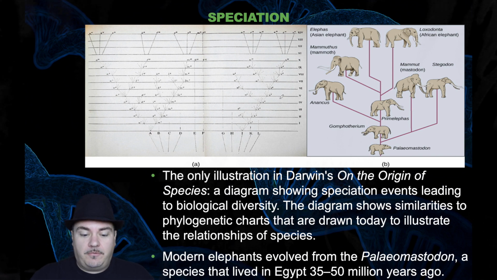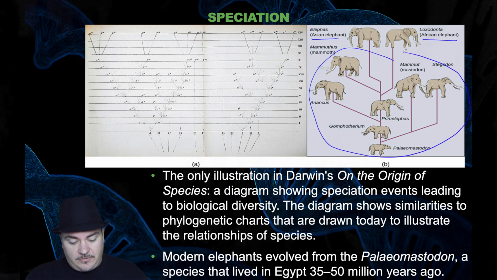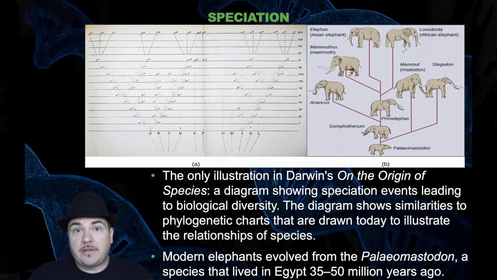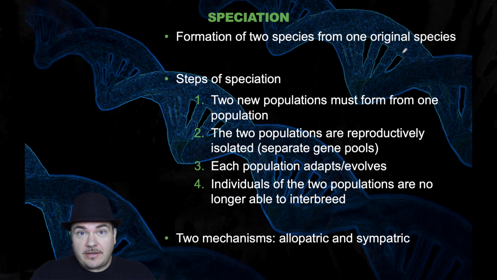This is an example of one that Darwin drew out in his book On the Origin of Species by Means of Natural Selection. This one is diagramming elephants, modern elephants, the Asian elephant and the African elephant, and their ancestors. Now, we're not going to learn details about how to read the phylogenetic tree right now. We are going to learn that in later lectures. So, what is speciation? Well, that's the formation of two species from one original species.